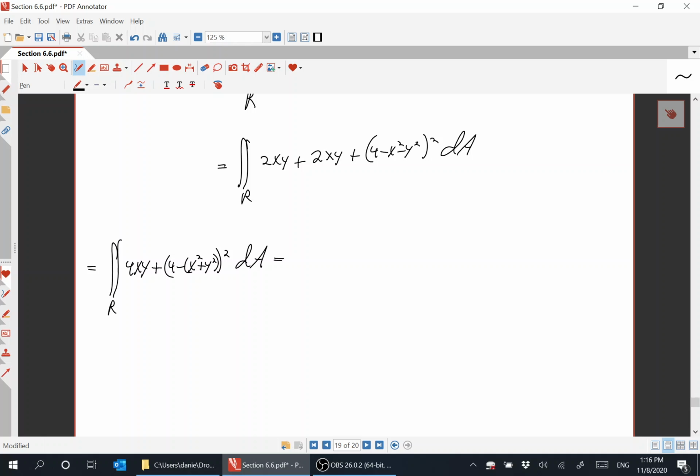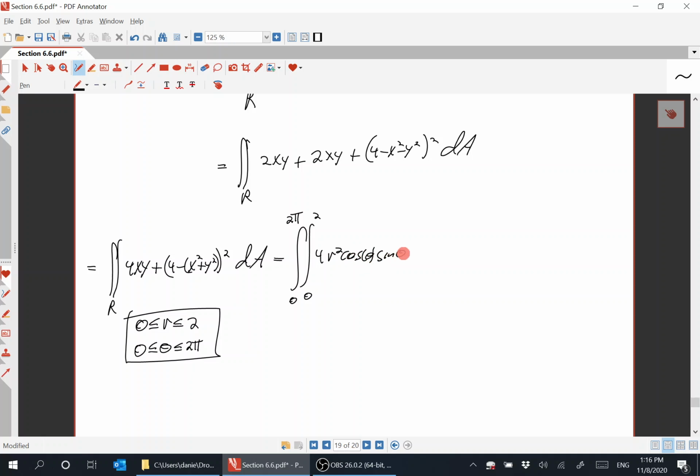This one, obviously, you want to use polar coordinates because R is the disk, right? So R is 0 less than or equal to radius r less than or equal to 2, 0 less than or equal to theta less than or equal to 2 pi, because this is a whole disk. So it's the double integral from 0 to 2, 0 to 2 pi, 4r squared cosine theta sine theta plus 4 minus x squared minus y squared, which is just r squared, squared, times r dr d theta. Okay?